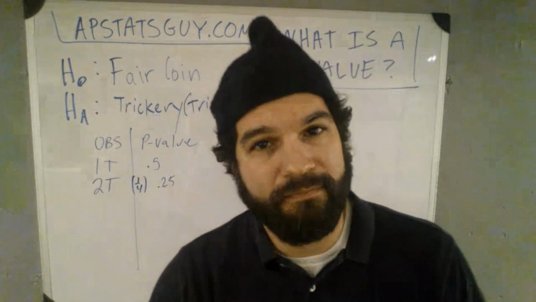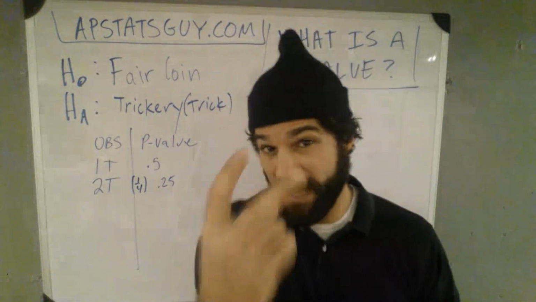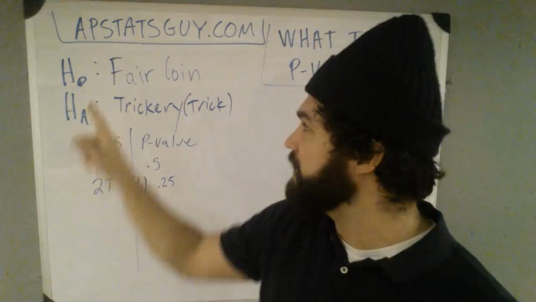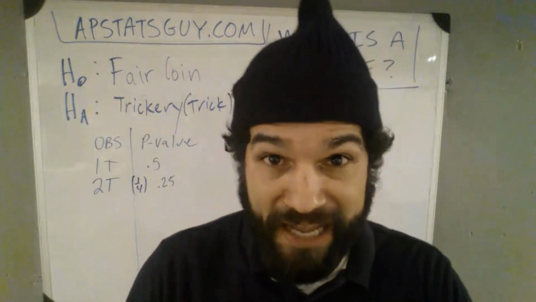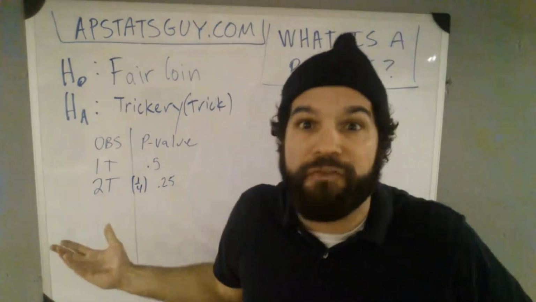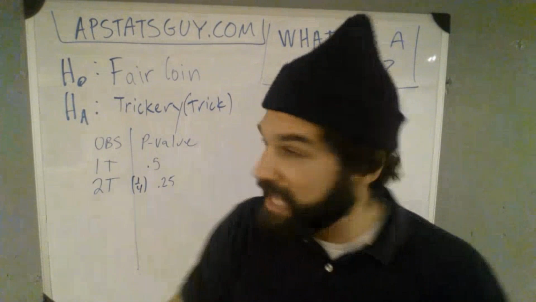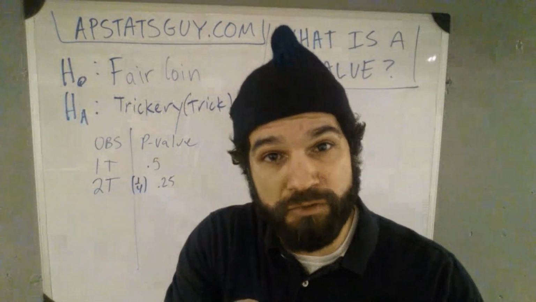Now notice, think about this. The p-value is the likelihood of what you saw happening if the null were true, if it were a fair coin. Because if this were a trick coin, meaning a two-tailed, tails on both sides, how often would you see 2 tails in a row? All the time. Okay? So the p-value is assuming that it's a fair coin. It's assuming the null is true.